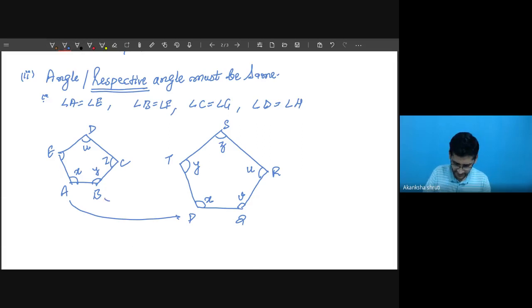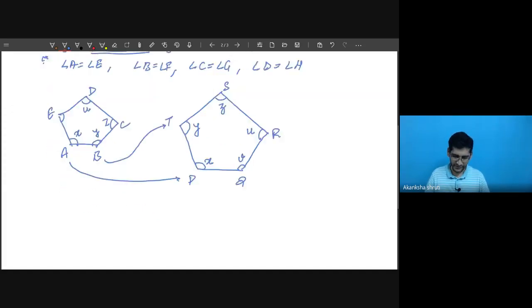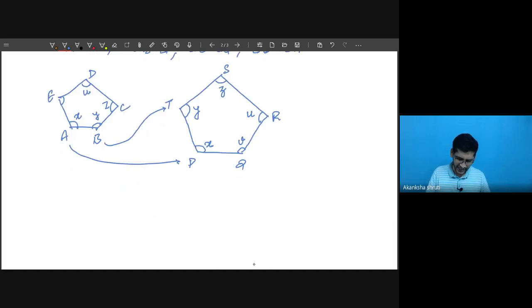So this B is going to match with T. So orientation may change, so do not worry about the orientation. But the corresponding angle must exist in all the similar figures. So this is the meaning of corresponding angle. Even if we draw a triangle, let one triangle be like this. The other triangle is the bigger one.